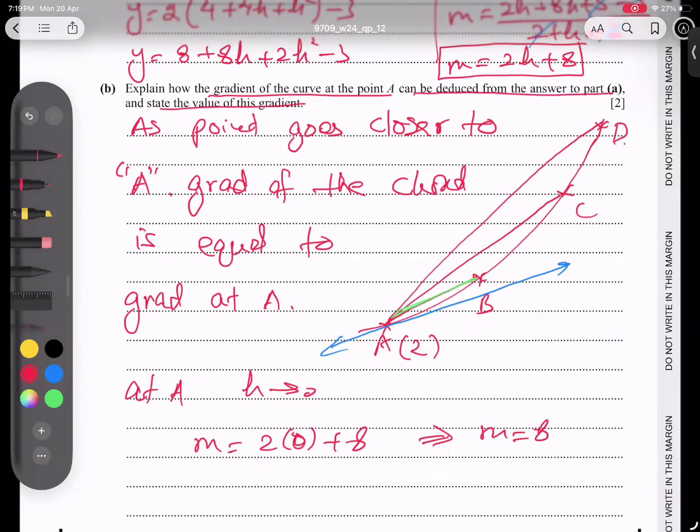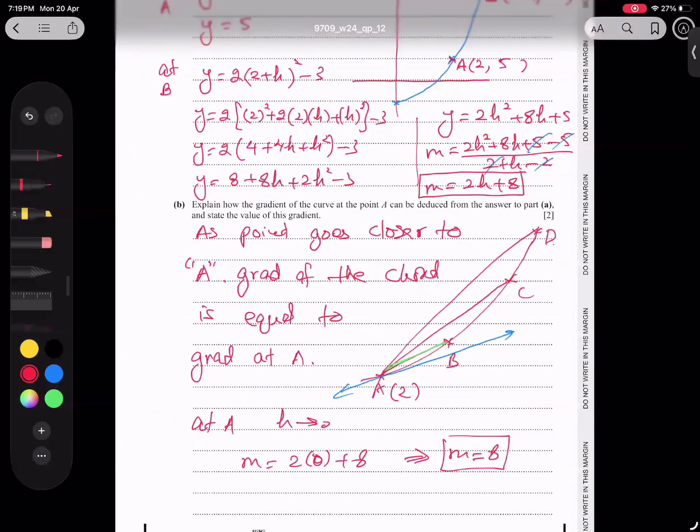The reason I gave is that as the point on the curve becomes closer to A, the h value will approach 0, and the gradient of the chord and the tangent will be equal to each other. That is why I got this answer, 8. I hope you got the point very clearly. It is a little technical, but I hope you got the point.